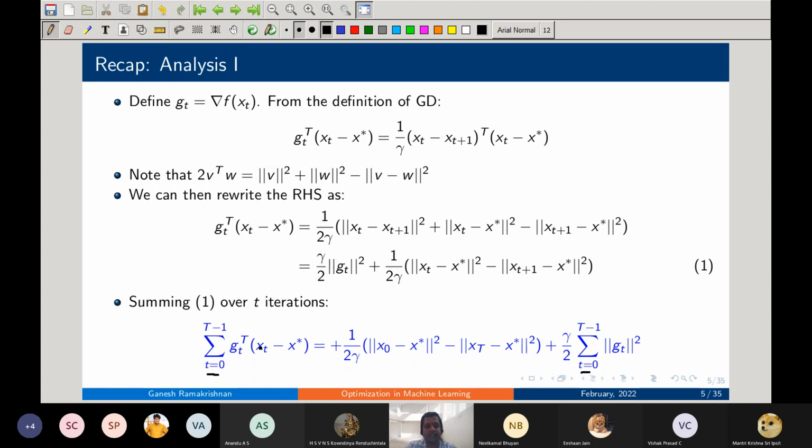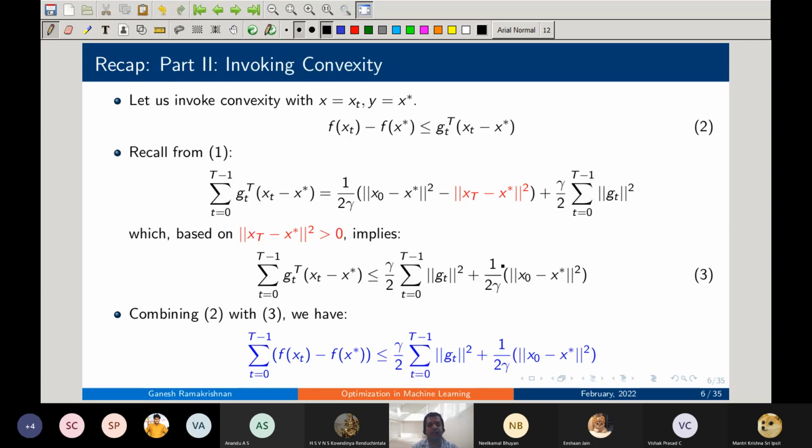For this analysis, recall that initially it was simple algebraic manipulation where we wrote the dot product in terms of squares or differences, and difference of squares and so on. And the fact that even the t-th iteration doesn't seem to have reached x star, that inequality basically lets us get rid of some of these terms. For example, this term we get rid of. And we also do telescopic summing.